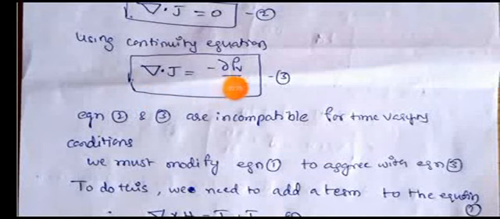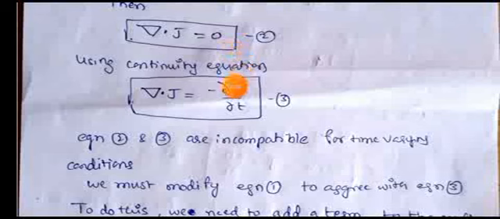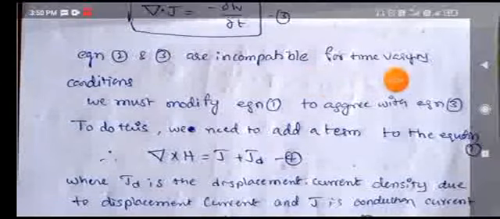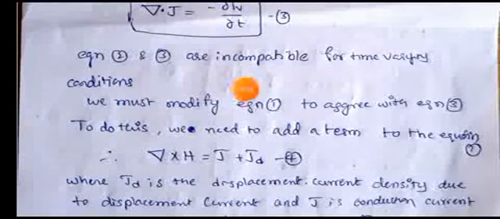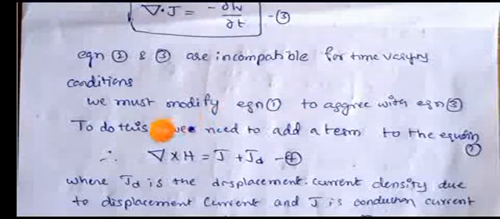The continuity equation says that del dot J is equal to minus dou rho V by dou T. So the two equations are not compatible. Here del dot J is equal to 0, and here del dot J is equal to something else. So it is not possible. The two equations are not compatible for time varying conditions, that is, time varying magnetic fields and electric fields.